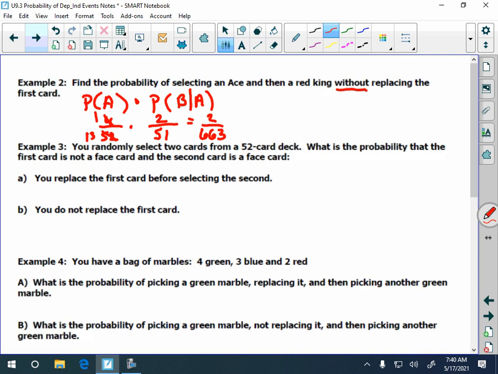All right, example 3. You randomly select 2 cards. What's the probability the first card is not a face card, and the second card is a face card? You replace the first card before selecting the second on part A, and then on part B, you do not replace the first card. All right, so on part A, these are going to be independent, and then part B is going to be dependent. So put an I for independent and a D for dependent, just so you can see the difference.